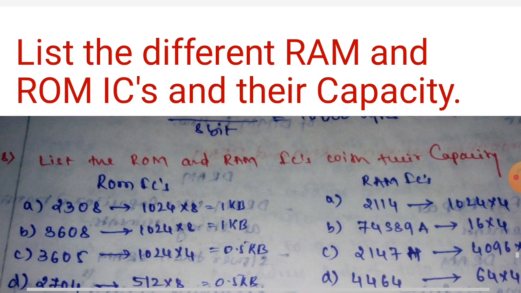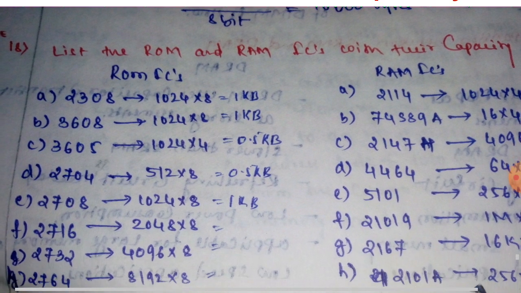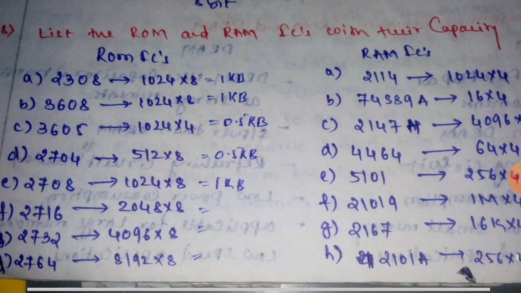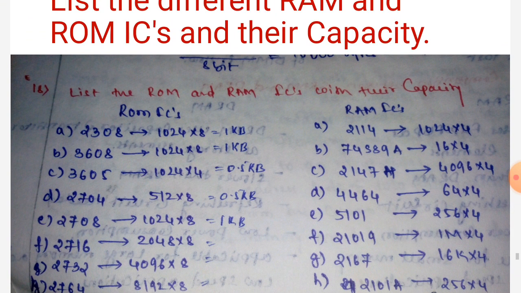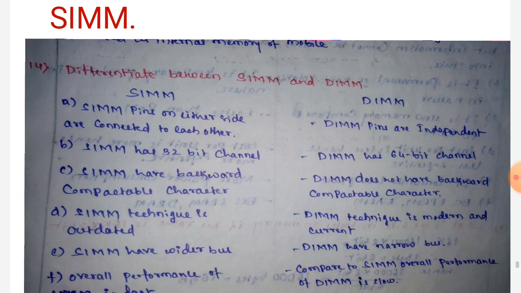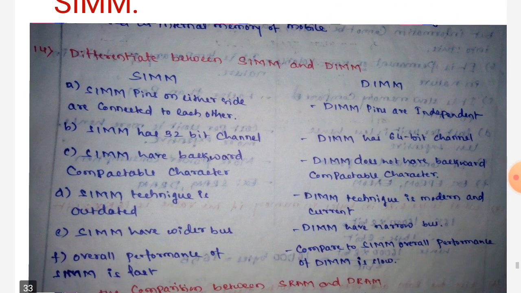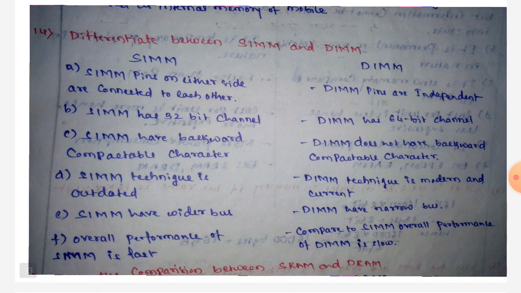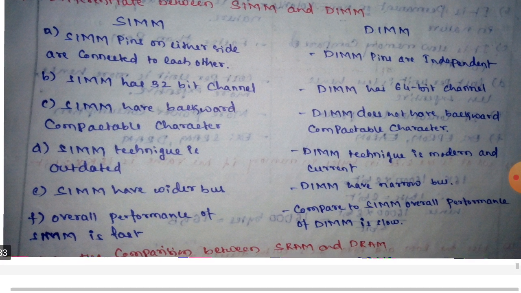List the different RAM and ROM ICs and their capacity. So this is also in the question paper. Please go through this. You should at least note down or practice 5 ICs with their capacity. Next, the difference between DIMM and SIMM, dual inline memory module and single inline memory module. So please, my dear students, go through this information.